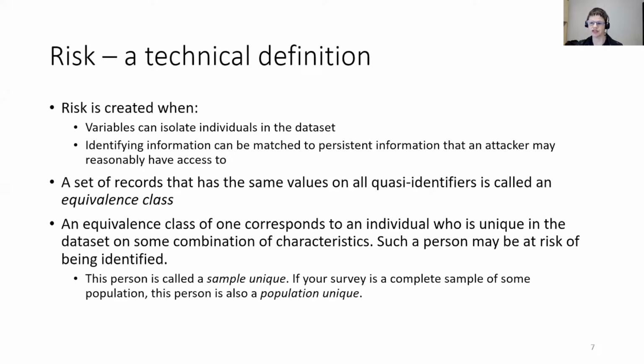A set of records that has the same values on all quasi-identifiers is called an equivalence class. An equivalence class of 1 corresponds to an individual who is unique in the data set on some combination of characteristics. Such a person may be at risk of being identified. This person is called a sample unique. If your survey is a complete sample of some population, this person is also a population unique. If the survey is not a complete sample, the person may or may not be a population unique. You probably don't know.